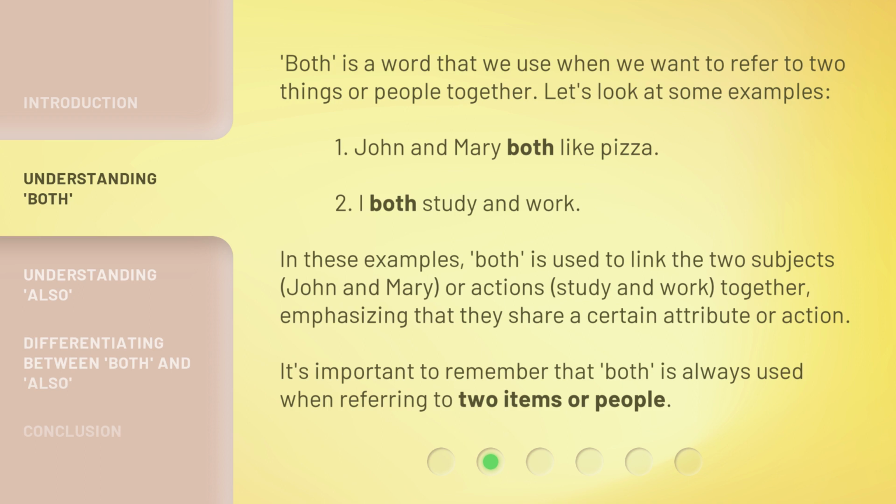In these examples, both is used to link the two subjects, John and Mary, or actions, study and work, together, emphasizing that they share a certain attribute or action. It's important to remember that both is always used when referring to two items or people.